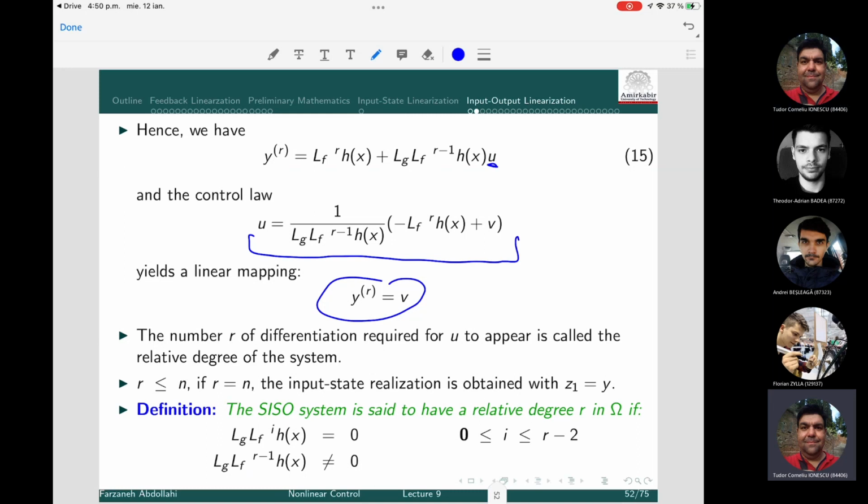We know that. If the relative degree equals the dimension of the system, then you can easily do input to state linearization with Z1 equal to Y. In general, a single input, single output system is said to have a relative degree r if LG LF^i hx is 0 for i less than r minus 2, and LG LF^(r minus 1) hx is not 0.